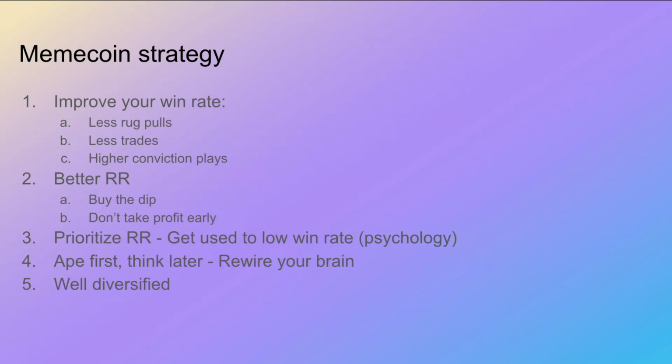Did I check the social media? Did I check the Telegram? Did I check on-chain activity on Etherscan? How many holders do they have, etc., etc. Develop some conviction, and this is the first thing. Improve your win rate. This will improve your win rate.